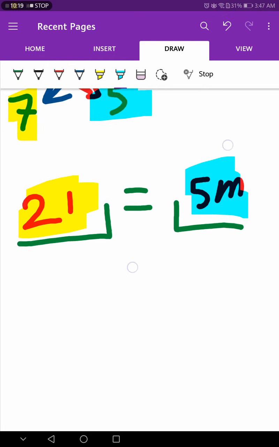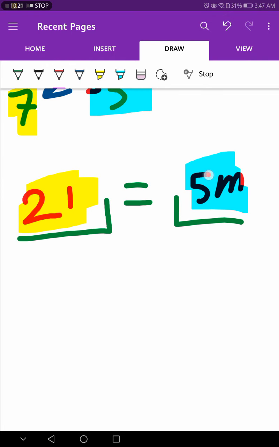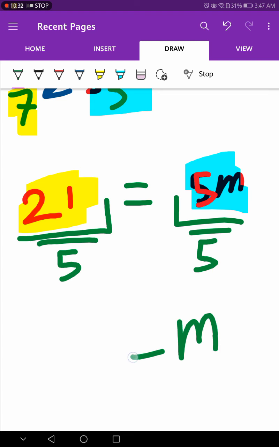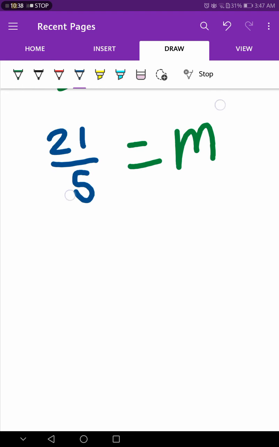Now we have to eliminate what? Yes, the 5. So divide both sides by 5. So the m comes alone and happy, and waiting for what will happen here. It is 21 over 5. Can you write it as a mixed number?